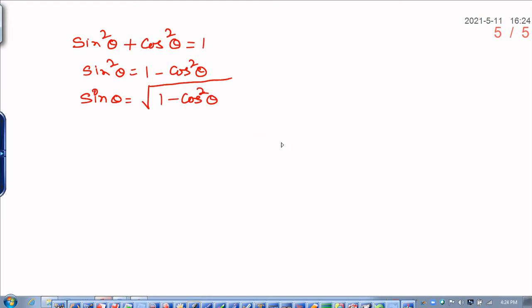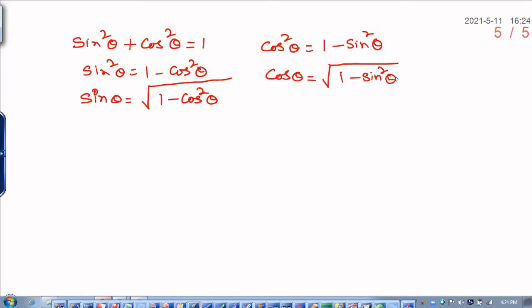In a similar way, we can also write in terms of cos. So can we write cos square theta is equal to 1 minus sin square theta? So we have transposed sin square theta to the RHS. And this can be written further as cos theta is equal to under root of 1 minus sin square theta.